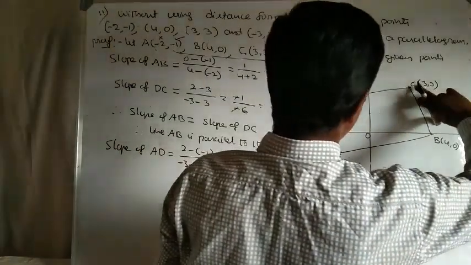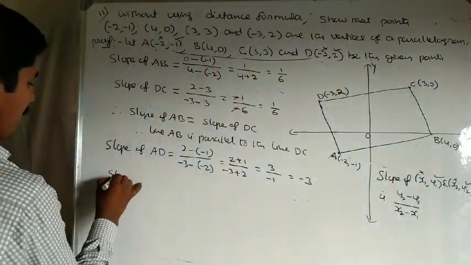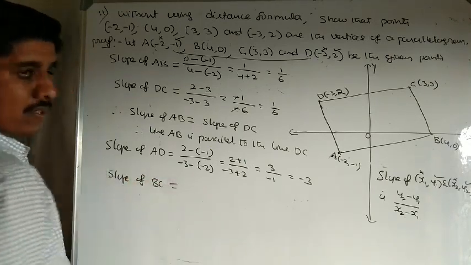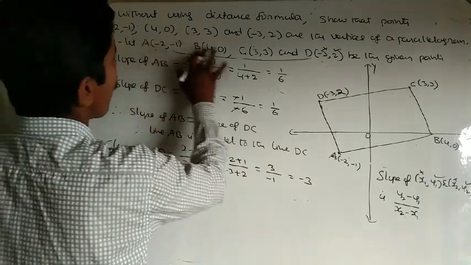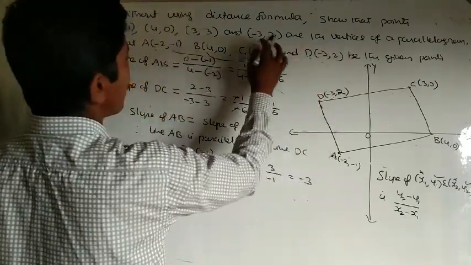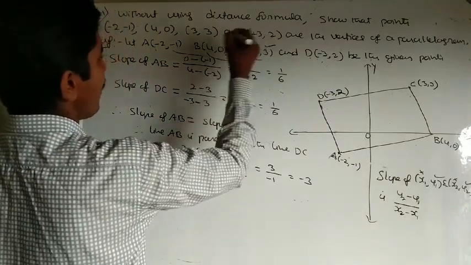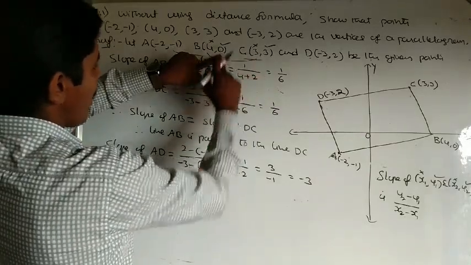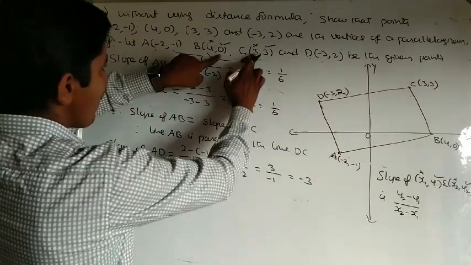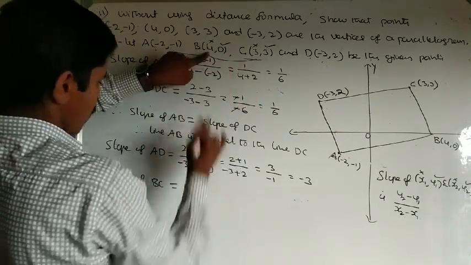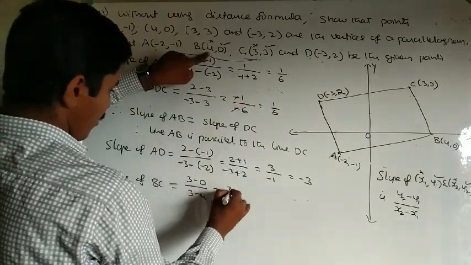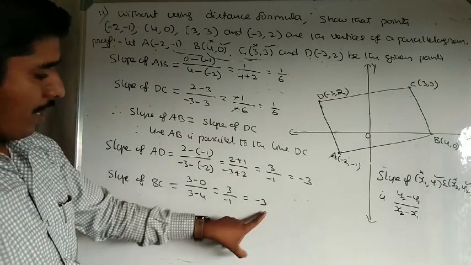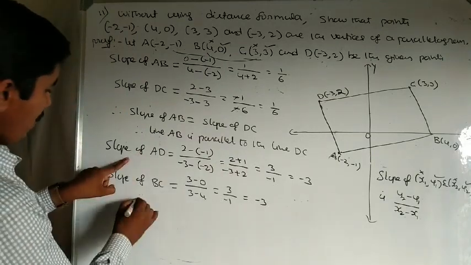Now find the slope of BC. Here the y coordinate is 3 and the x coordinate is 3. Here the y coordinate is 0 and the x coordinate is 4. Y coordinate difference 3 minus 0, divided by x coordinate difference 3 minus 4, that is 3 divided by minus 1, which is minus 3. The slopes are equal, correct. Therefore the slope of AD is equal to the slope of BC.